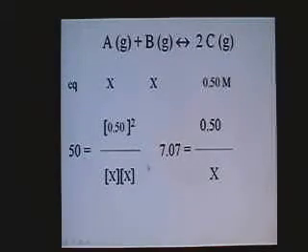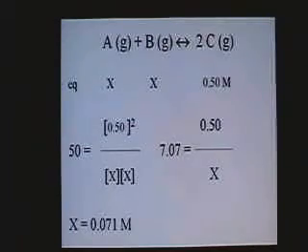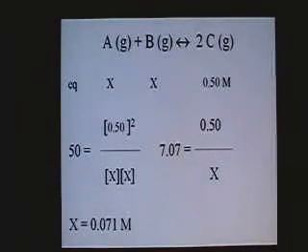By doing so, once again, the square root of 50 is 7.07. The square root of 0.5 squared is just 0.5. And the square root of x times x, or x squared, is a single x. Now, if you place the 7.07 over 1 and cross multiply, you should be able to get the numerical value for x, the equilibrium value for both A and B. After doing the algebra, you'll find out that the equilibrium concentration is 0.071 for both A and B.